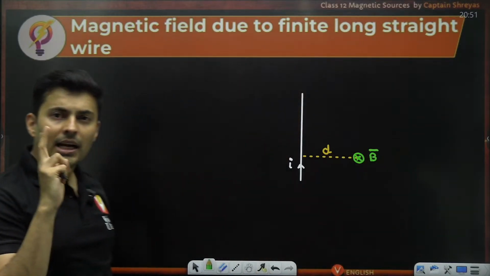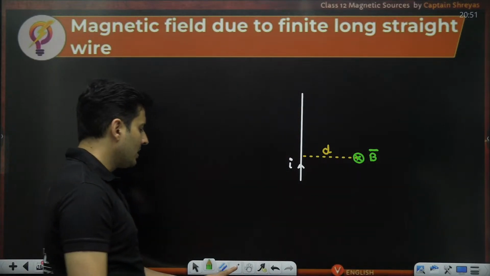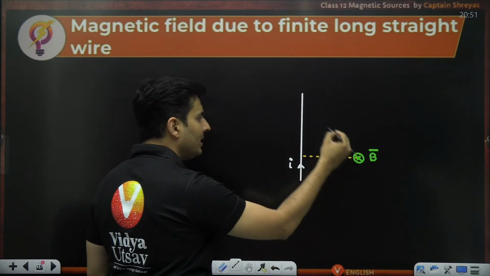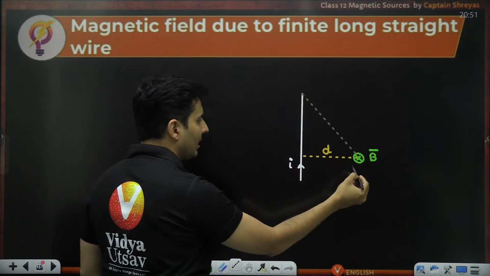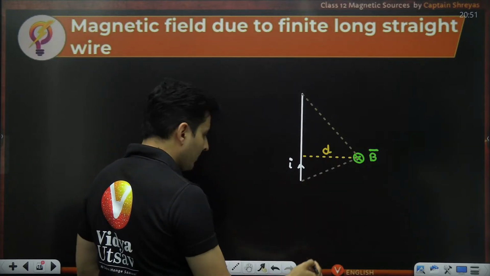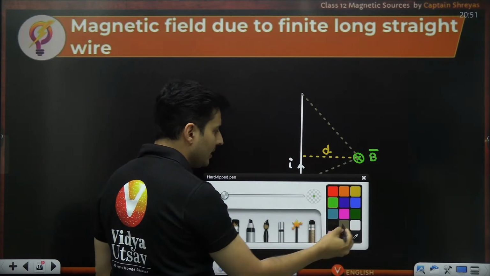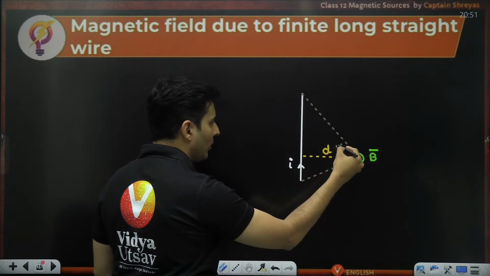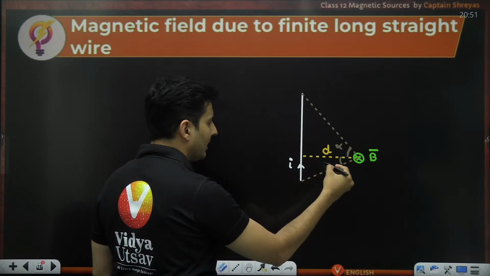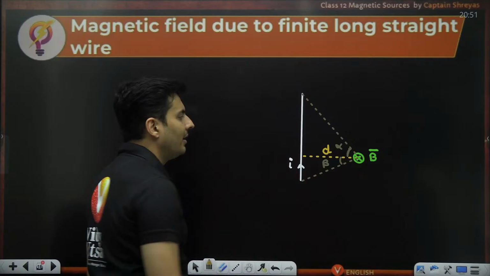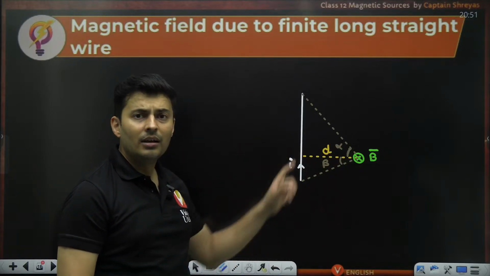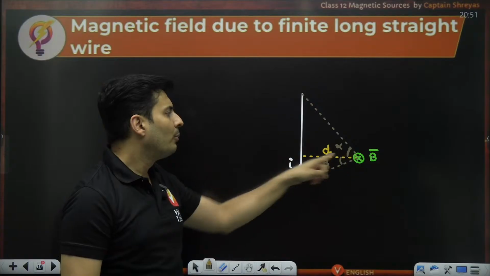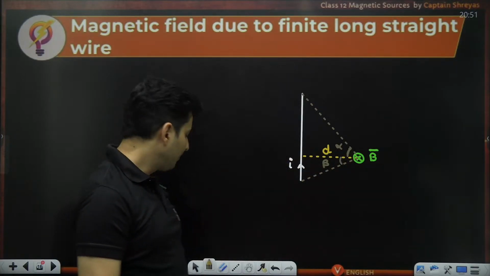For that, I need two more data points, and those are nothing but this: you take that point and the end point, join them geometrically and mark the angles. Let's say this particular angle I call alpha, and this particular angle I call beta. So what are alpha and beta? Those are the angles subtended by the ends of the wire with the perpendicular drawn.